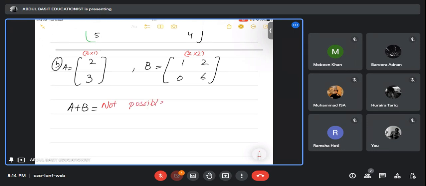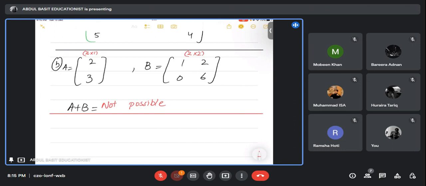Is this clear? The examiner can trick you with a difficult matrix in paper one to add them, but you would be unable to solve it. So you have to see the condition that if the rows and columns are the same, in addition and subtraction only, I repeat, in addition and subtraction only, then you can add them. If they are not the same, then you cannot add them.